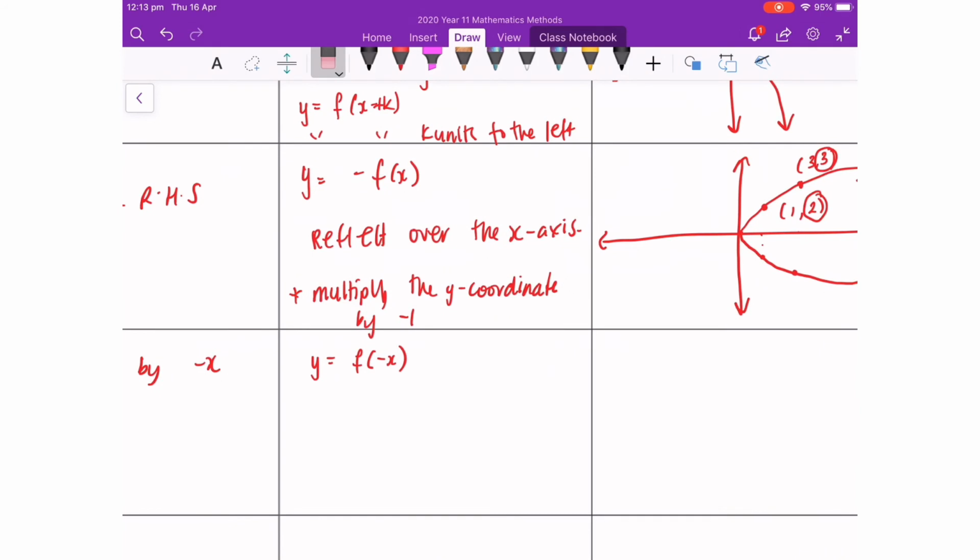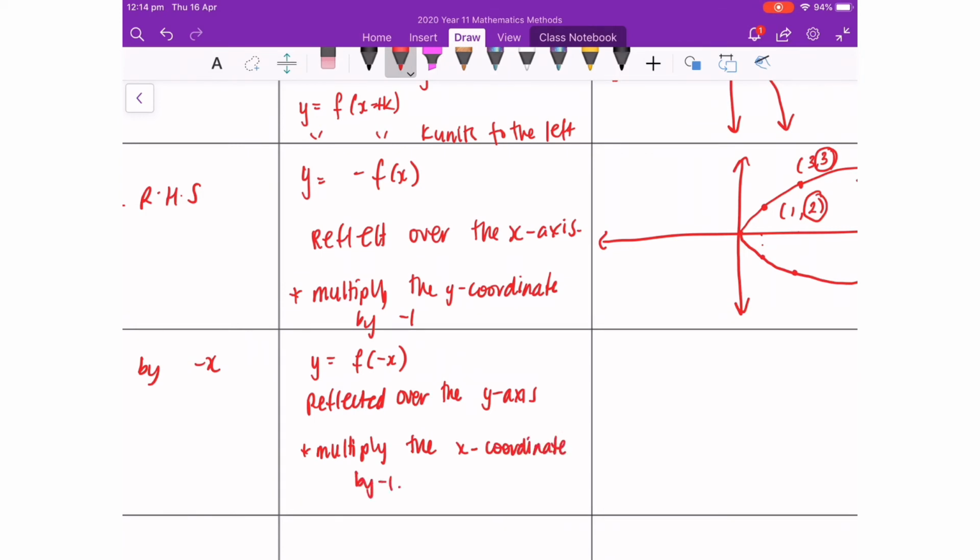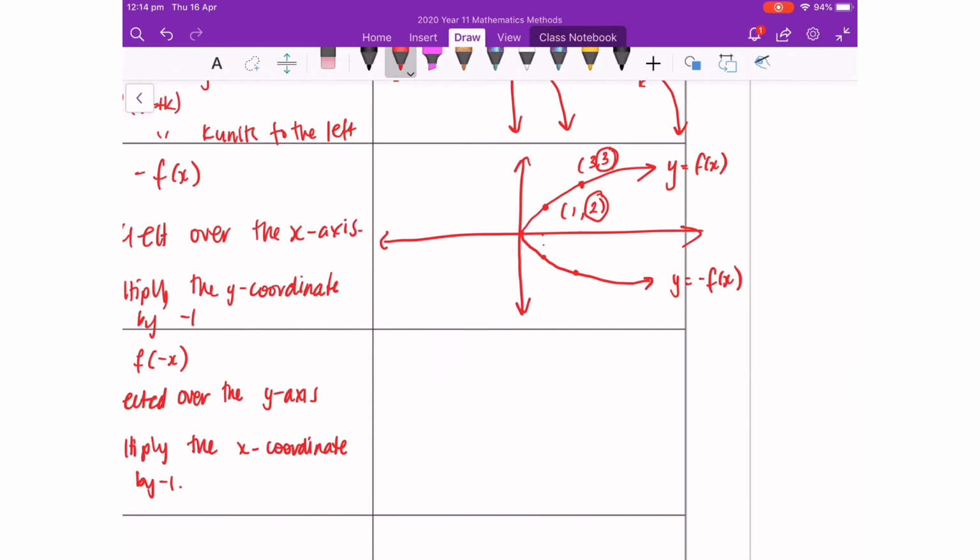So it is reflected over the y-axis, and that means you have to multiply the x coordinate by -1. Let's see what that looks like. I'm going to use the same example of this f of x here. I'm not going to use the cubic because it's easier to reflect this one. This is my original y equals f of x.